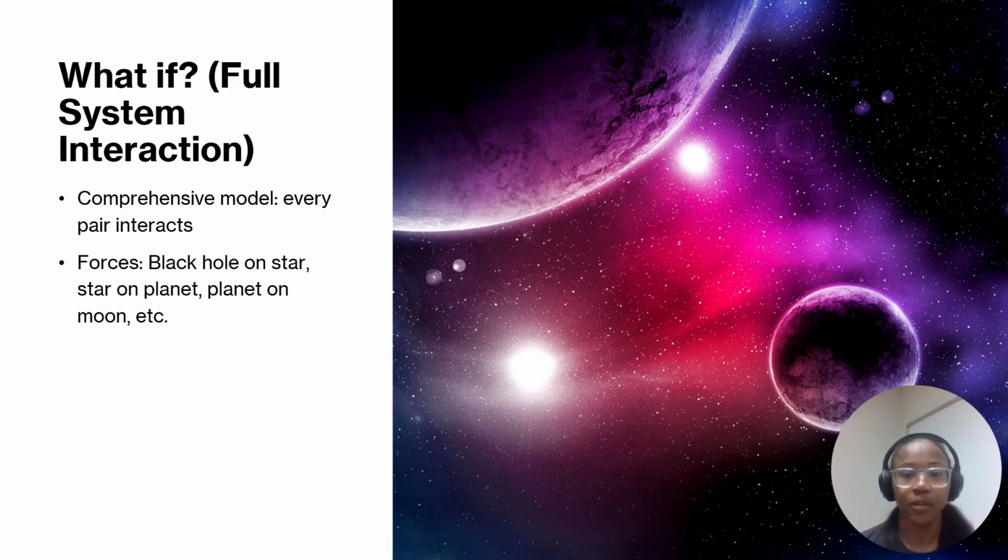If we modeled the entire system including the black hole, we would have to sum the gravitational forces for every possible pair. While the black hole star force is the most dominant, a truly accurate model would include the black hole's subtle gravitational pull on the spaceship and the moon as well.